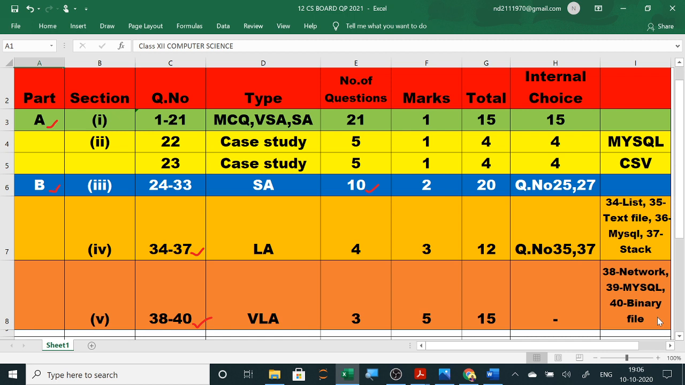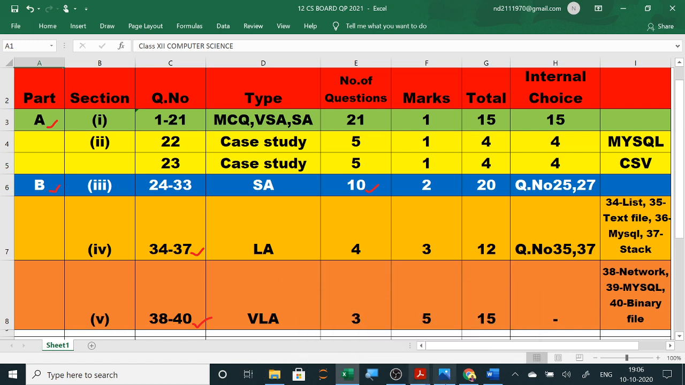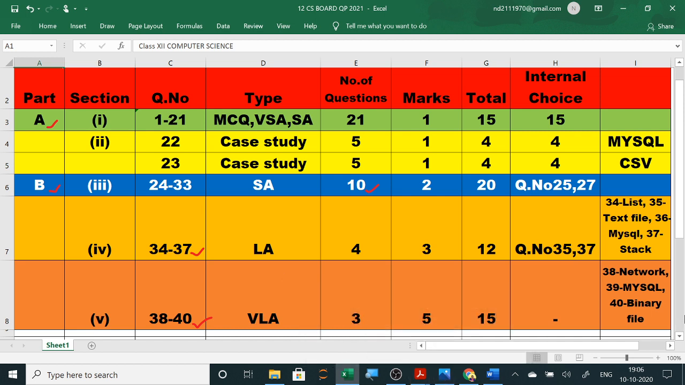We have sufficient time. We can prepare it nicely. So go through this question paper. I have already shared it. I am sharing in the description the link of the question paper and the marking scheme. So you go through the question paper, and we will start preparing from tomorrow.